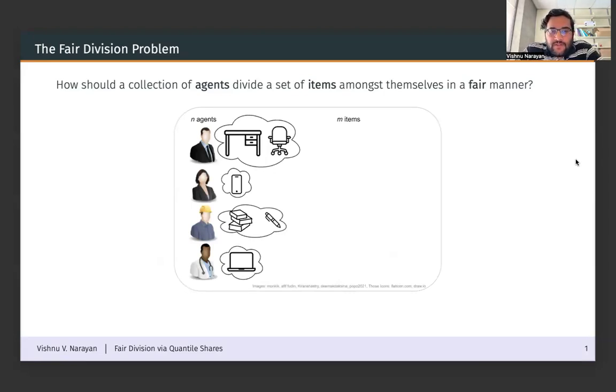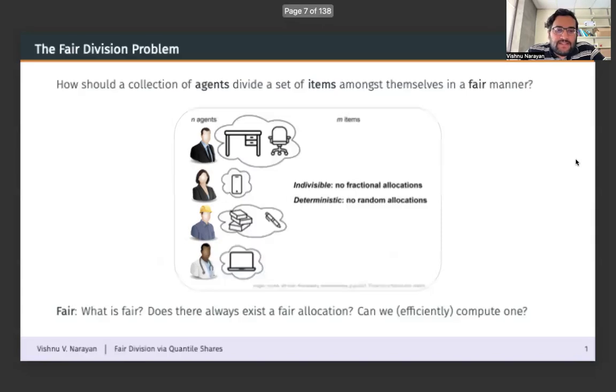And for this talk, we're going to consider allocations that are indivisible, so we don't allow fractional allocations, and deterministic. So we're not going to look at random allocations. Before we can do any of this, of course, this raises the important question of what does it mean for an allocation to be fair? So that's what the fair division problem discusses. And the goal is to try to come up with fairness definitions that mirror our intuitive understanding of fairness. And then you can ask questions like, does there always exist a fair allocation, and can we efficiently compute one?